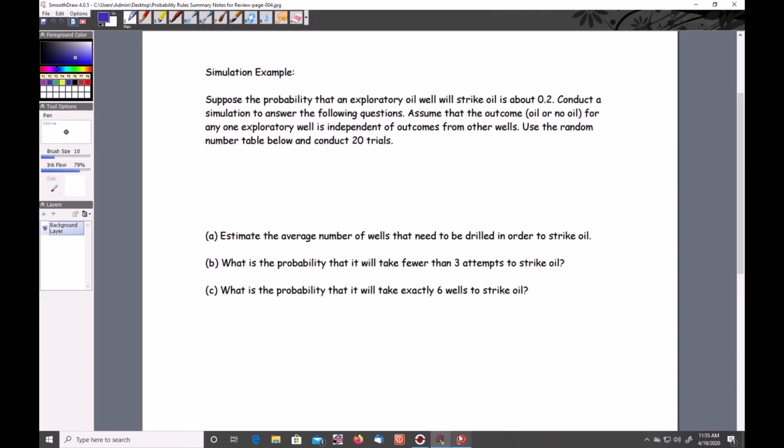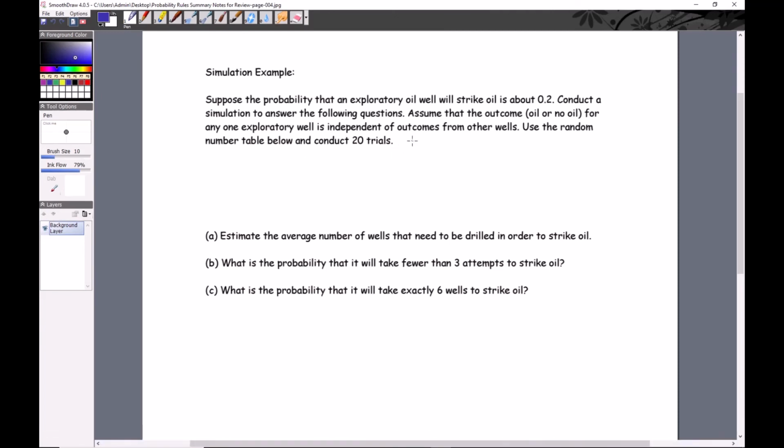All right, so suppose the probability that an exploratory oil well will strike oil is about 0.2. Conduct a simulation to answer the following questions. Assume that the outcome, oil or no, for any one exploratory well is independent of outcomes from other wells. Use the random number table below and conduct 20 trials. I didn't even put a random number table here. We're just going to do random integer from the calculator.